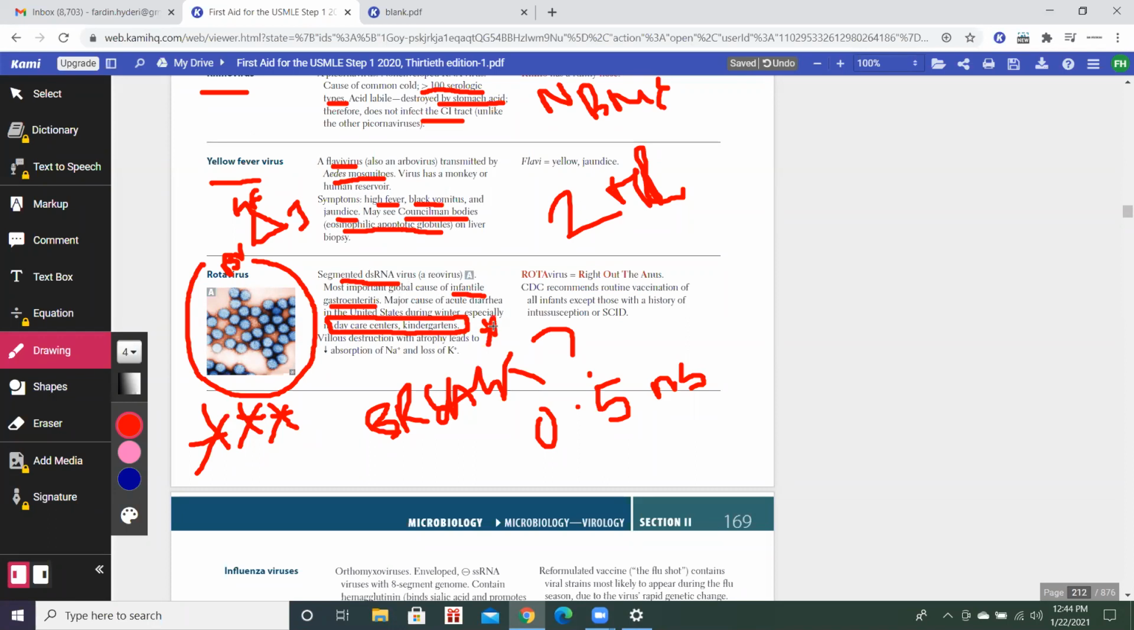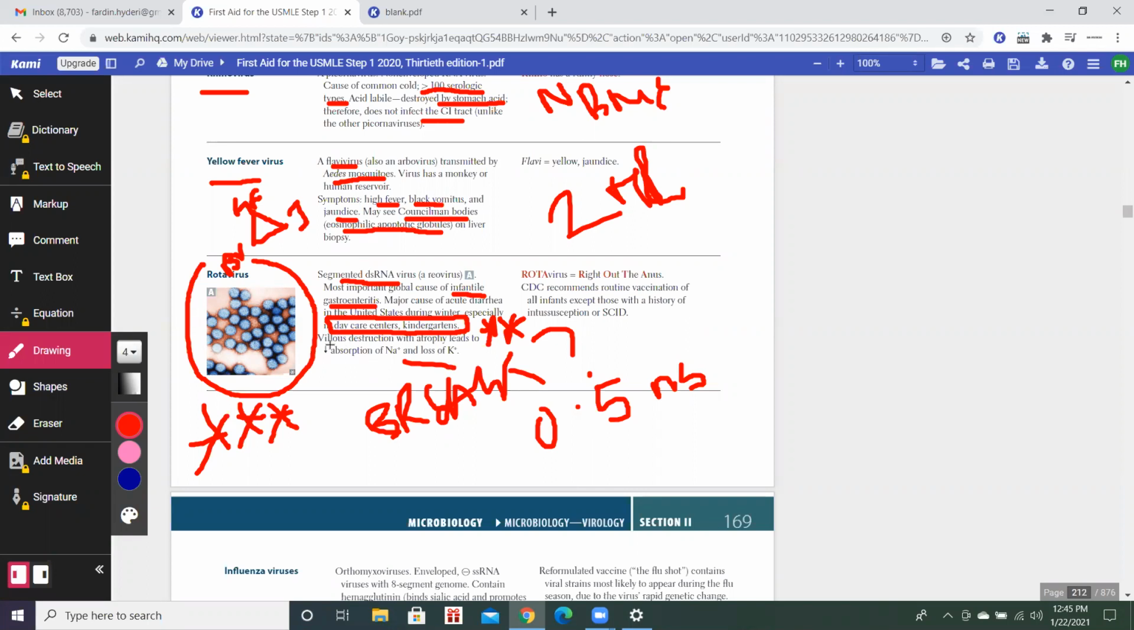So daycare centers, which virus is more predominant in daycare centers in the US? That is rotavirus. So you will have multiple questions where they will tell you that after the parents picked up the child from the daycare center, the child came back home with acute abdominal pain and watery diarrhea. The virus is rotavirus. Rotavirus causes disease by preventing absorption of sodium, and when sodium is not absorbed, it's an osmotically active substance which pulls more water into the gut lumen, and as a result, this causes massive voluminous watery diarrhea, and there's also loss of potassium with it.